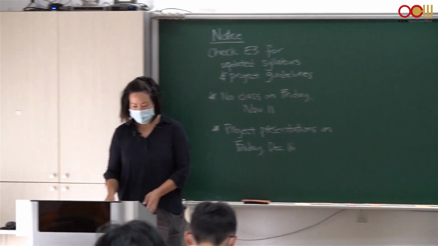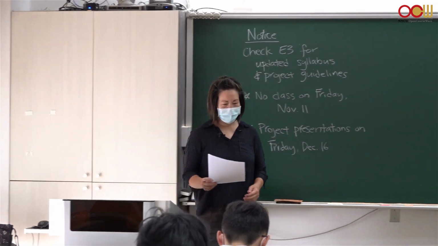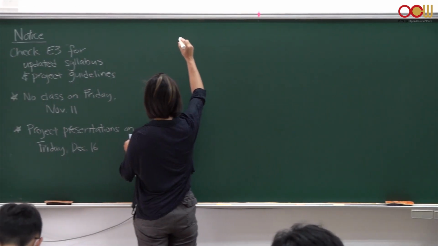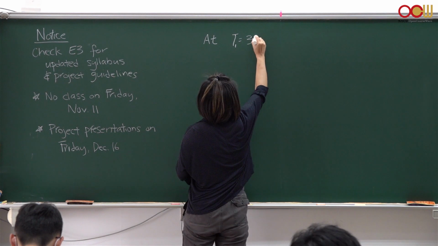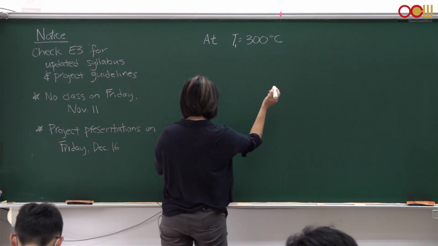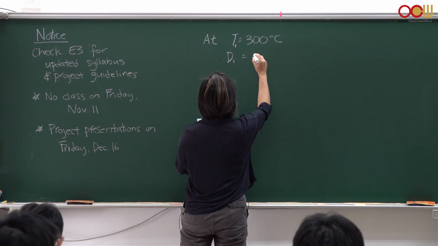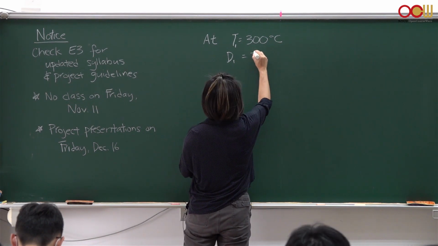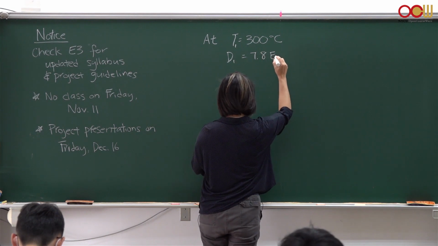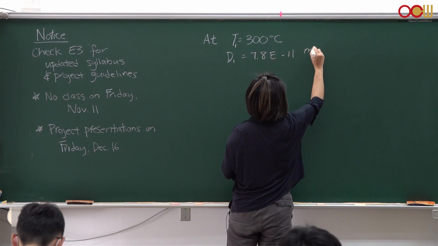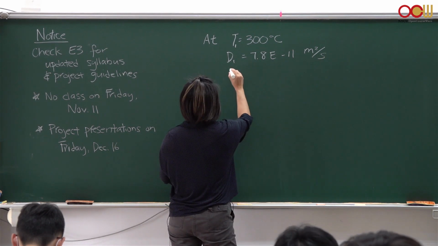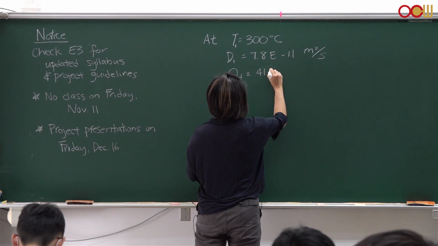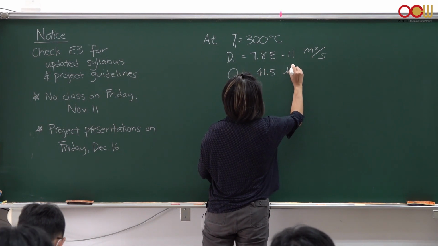So I wanted to talk a little bit more about diffusion by doing a couple of example problems. You have a material at 300 degrees Celsius. You're given the diffusion coefficient at T1, which is 300 degrees, is 7.8 times 10 to the negative 11 meters squared per second. And the activation energy for diffusion is 41.5 kilojoules per mole.